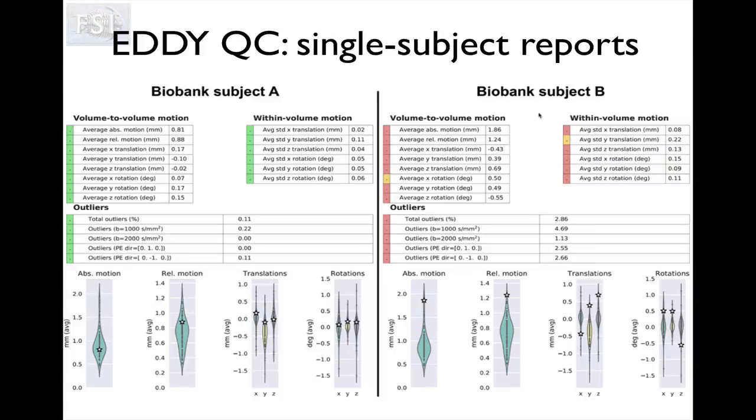On the right, we have another subject. Again, all the parameters were calculated for this subject. Then it was revisited within the context of the average, and you can see that the absolute motion is much higher for this subject than typical. The relative motion is much higher than typical. Translations higher, rotations higher. So all in all, this is a bad subject, and this is reflected by this subject being labeled red in all these different categories.